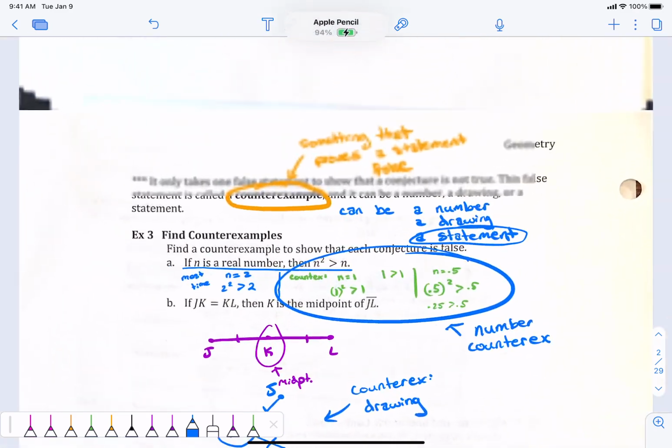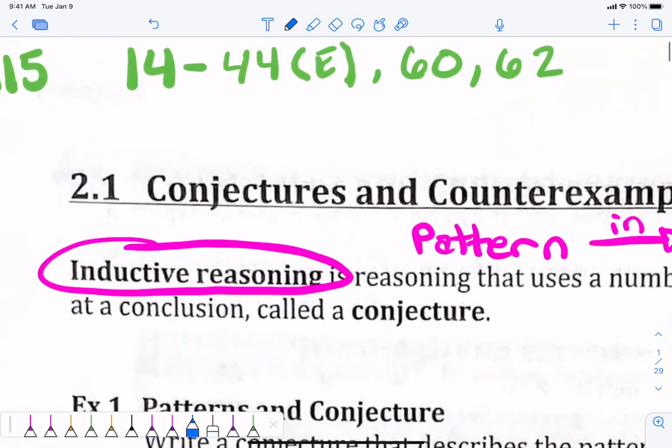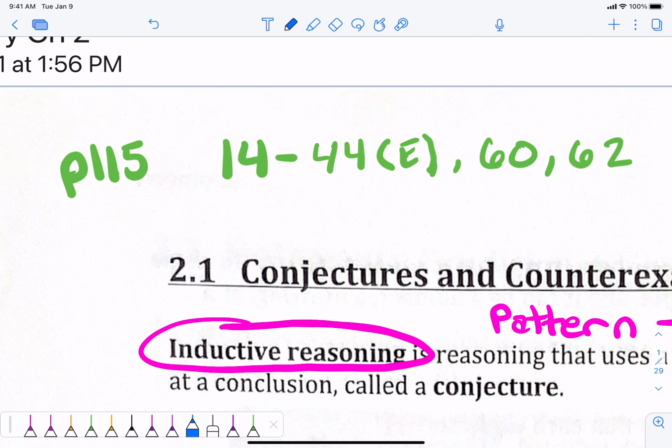All right, homework assignment. Did I give that to you already? Yes, this one right here. 14 through 44, evens, and 60 and 62. Most of the time it's just patterns.